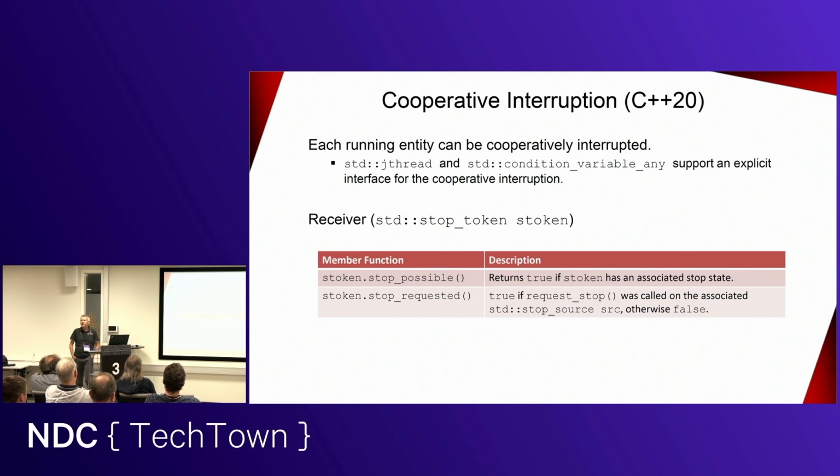We have a stop token and a stop source. The stop token is something you copy. It's extremely cheap to copy, and you copy it into this running entity you want to request to stop. And the stop source states the stop request. And this is what a stop token can do: it can ask if a stop is possible and if a stop was requested. This mechanism is built into jthread, the improved thread, and into condition_variable_any. I want to say it explicitly, not condition_variable, but condition_variable_any. And this is a stop token.